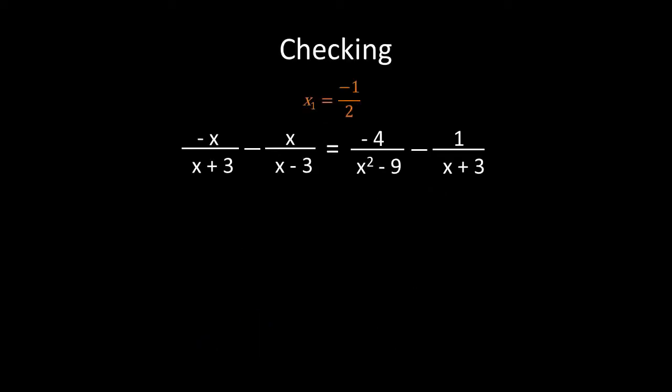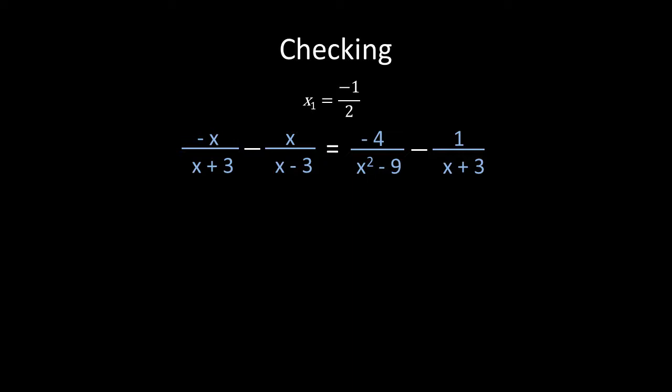In order to check if our answer is a solution of the equation, we just need to substitute the value of x sub 1, which is negative 1 half, to the x's in the given equation, which is negative x over x plus 3 minus x over x minus 3 is equal to negative 4 over x squared minus 9 minus 1 over x plus 3.